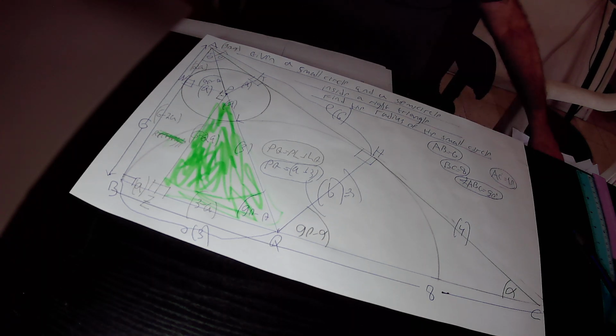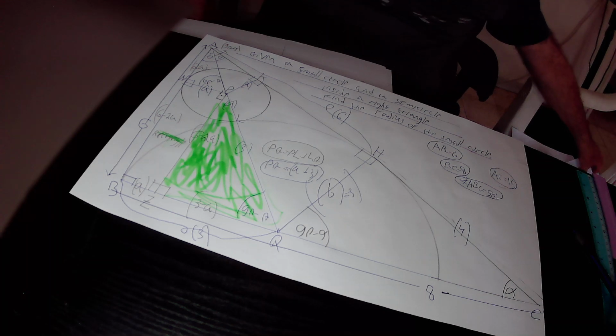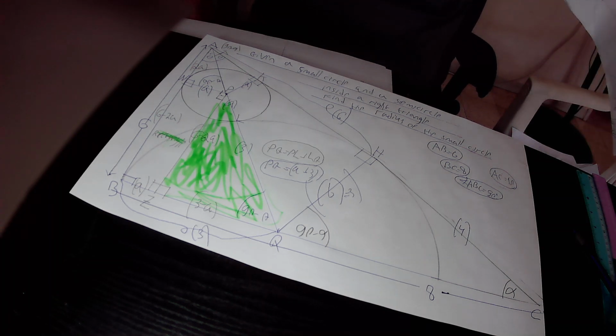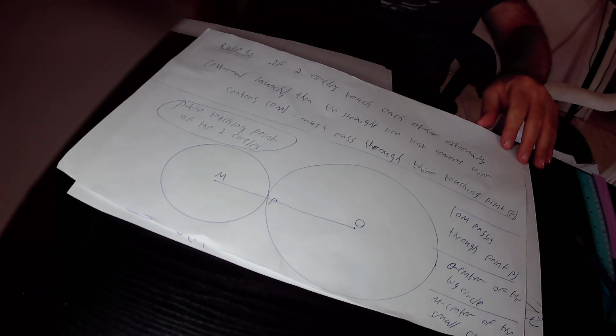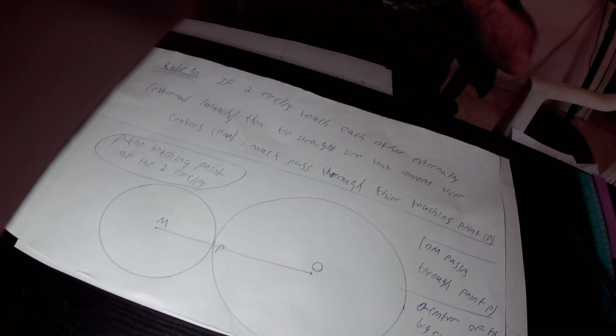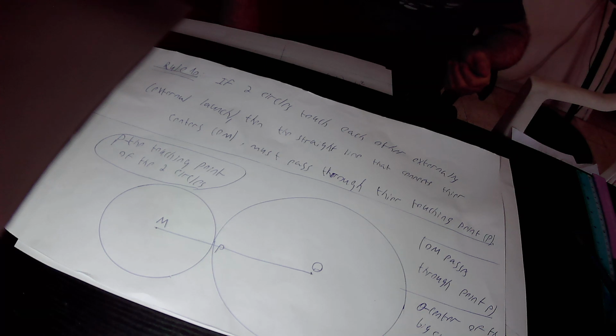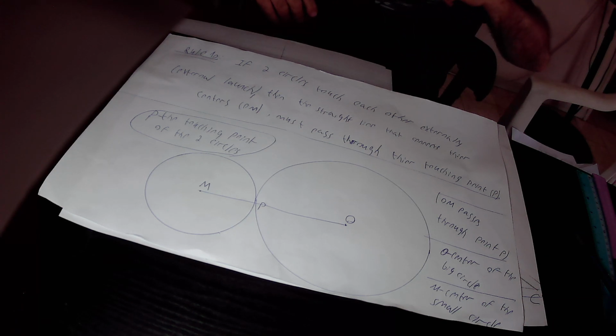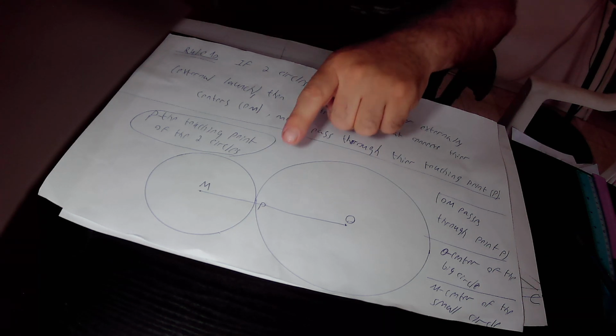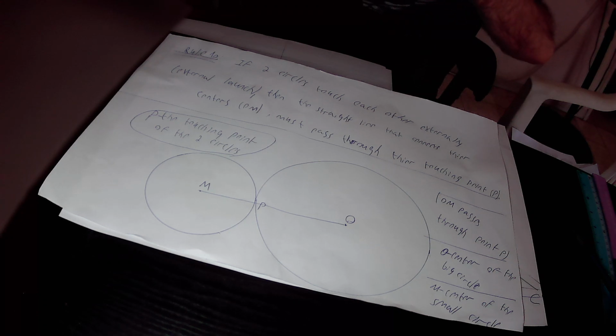I repeat quickly on rule 10. According to rule 10, if two circles touch each other externally, then the side line that connects their centers together must pass through their touching point. In the drawing we have two circles. Those two circles touch each other externally at point P. Therefore, we have an external arch between them at point P.